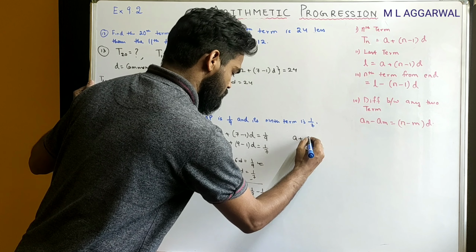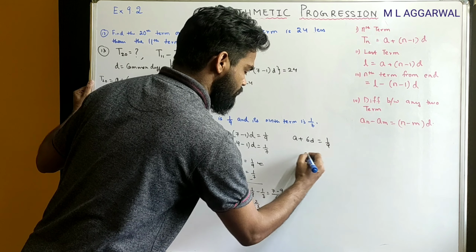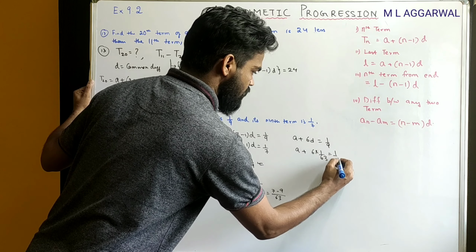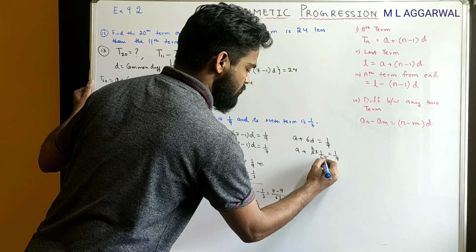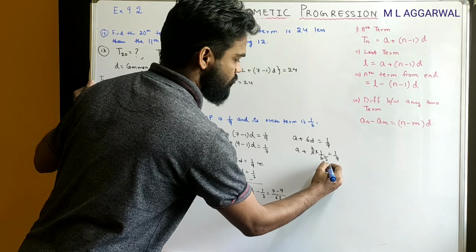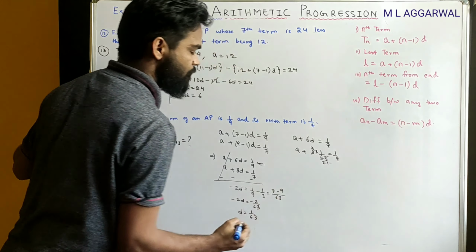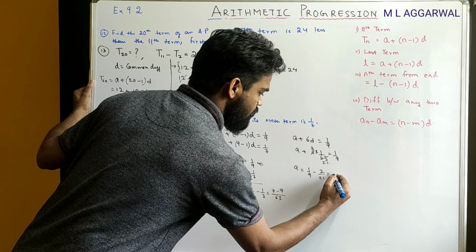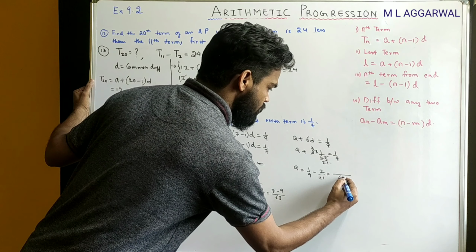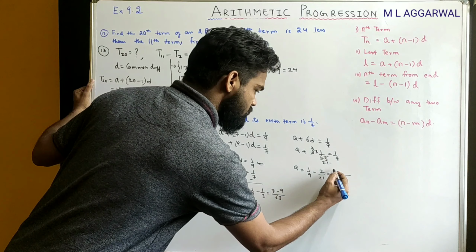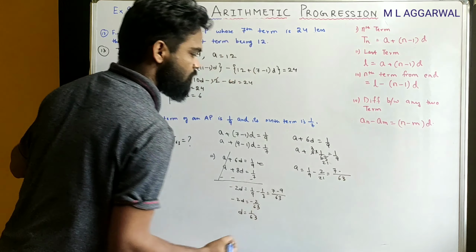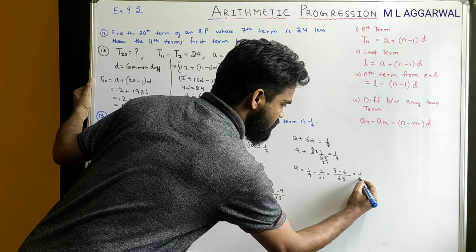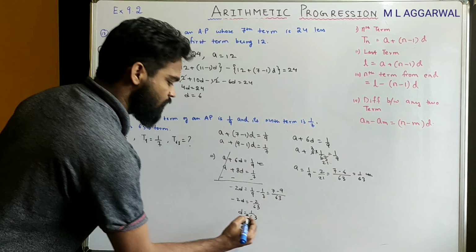So A plus 6D equals 1 by 9, which means A plus 6 multiplied by 1 by 63 equals 1 by 9. That's 2 by 21, sorry. So this is A equals 1 by 9 minus 2 by 21. This again LCM will be 63. 9 goes 7 times and 21 goes 3 times, so 3 twos are 6. That's 1 by 63. So your A is coming as 1 by 63 and your D is also coming as 1 by 63.